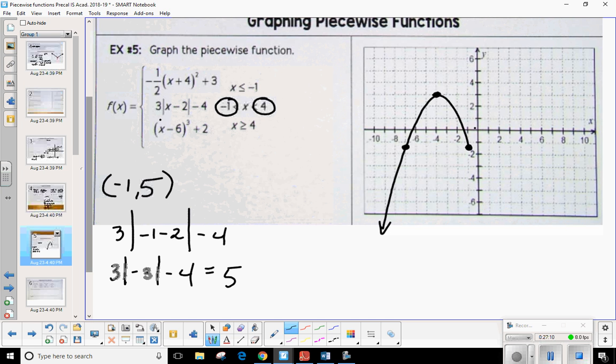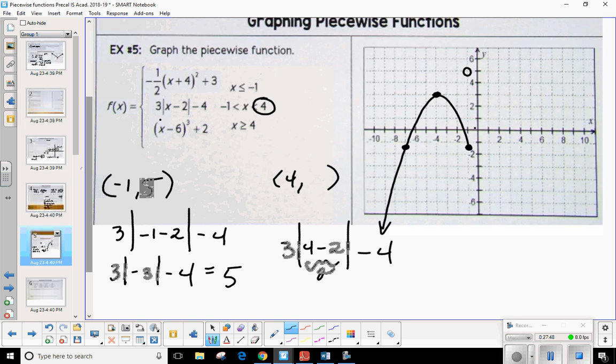So for that absolute value, the V, I know this point's part of the graph. Open or closed? How do we know open? Yeah, there's no equality there. So at -1, 5, I'm going to put an open circle. Now let's take care of that 4. We're going to do the same thing. So when x is 4, there's a y value that I want. So 3 times the absolute value of 4 minus 2, minus 4. Okay, so 4 minus 2 is 2. But what's the absolute value of a positive number? It still stays the same. So 3 times 2 minus 4, so 6 minus 4, 2. So we have the point 4, 2, right there. Open or closed? Open. There's no equality.